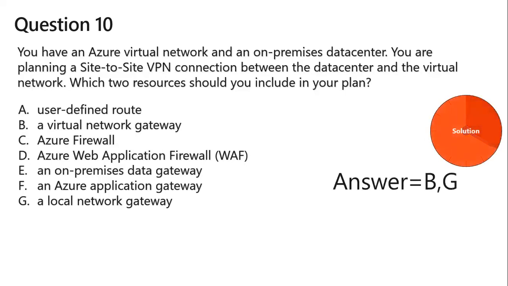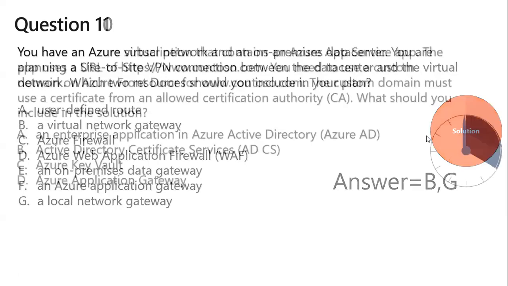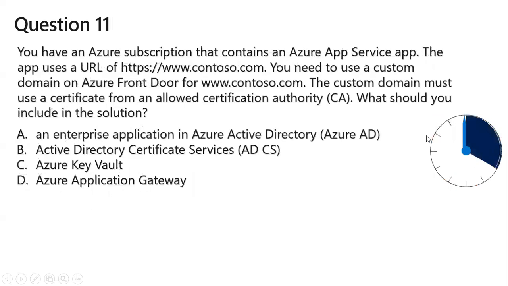So if you want to plan for the same, then you have to include a virtual network gateway and a local network gateway in your plan. That's okay. Now, moving ahead to the next question.